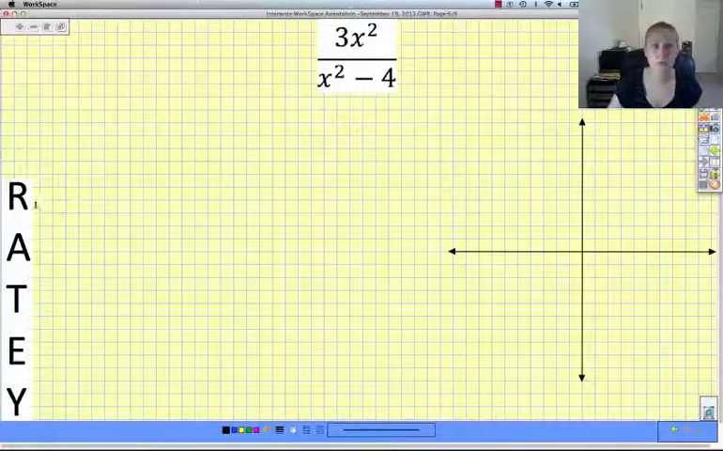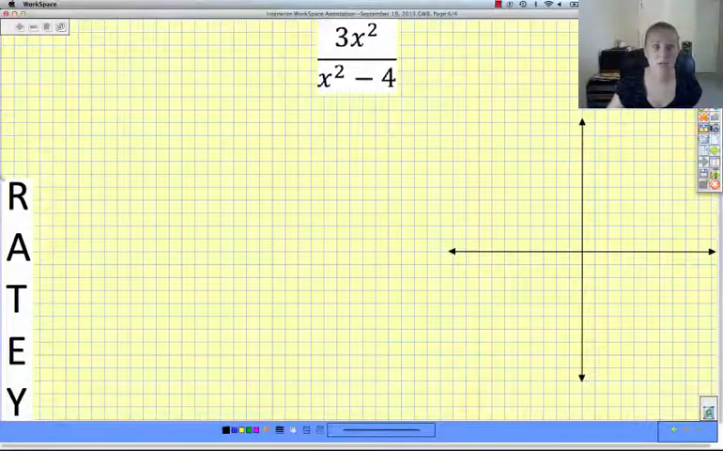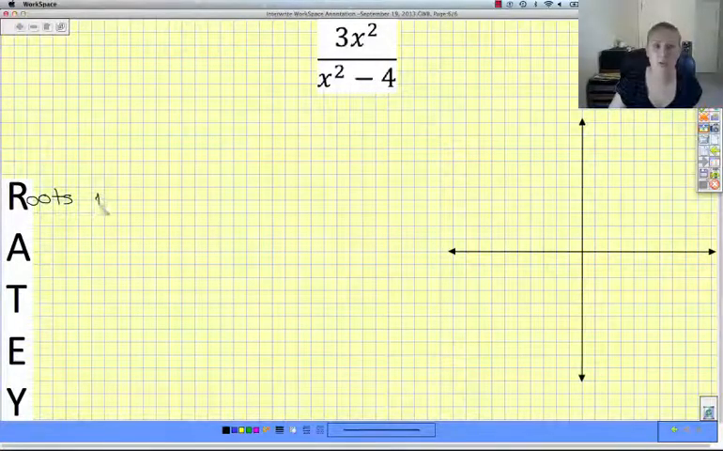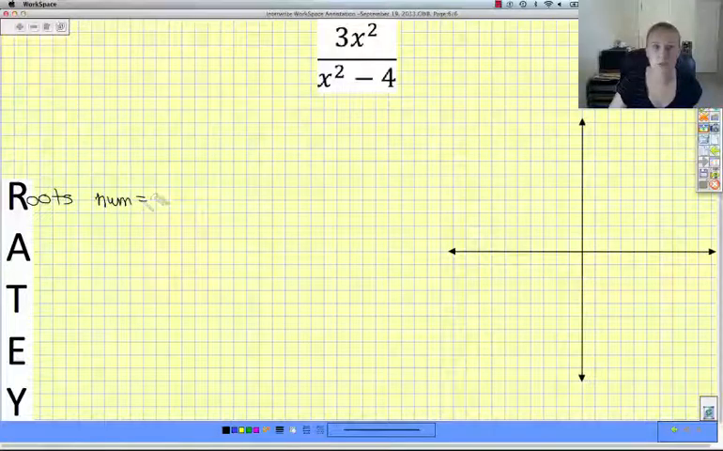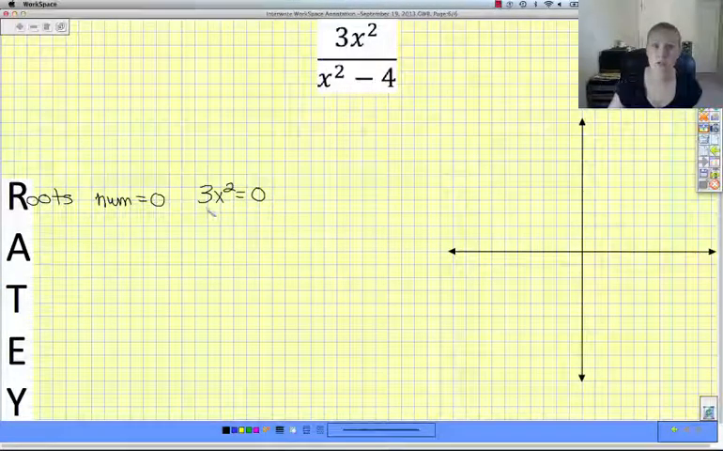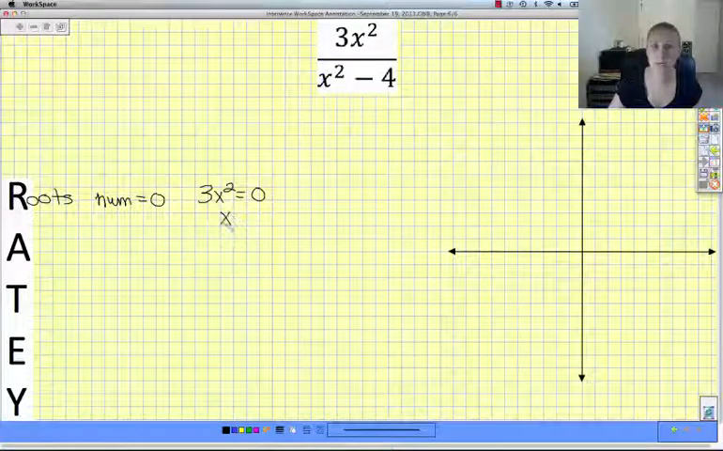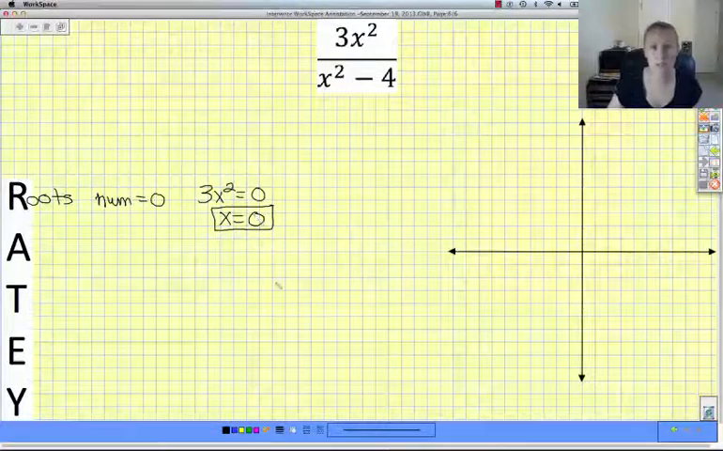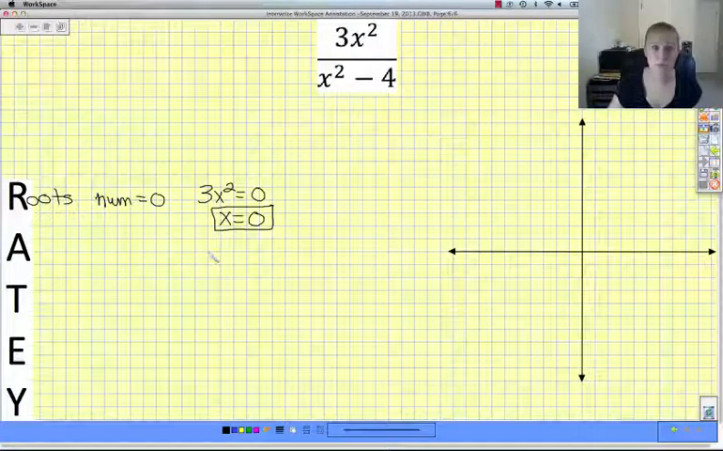So what we want to do is start by using R. R stands for roots, so we can write that out here if we need to. And roots are where the numerator equals 0. So we want to set the numerator 3x squared equal to 0 and solve for x. So I divide by 3 and take the square root, and I'm still going to get x is 0. So I know that my root, in this case my only root, is x equals 0.